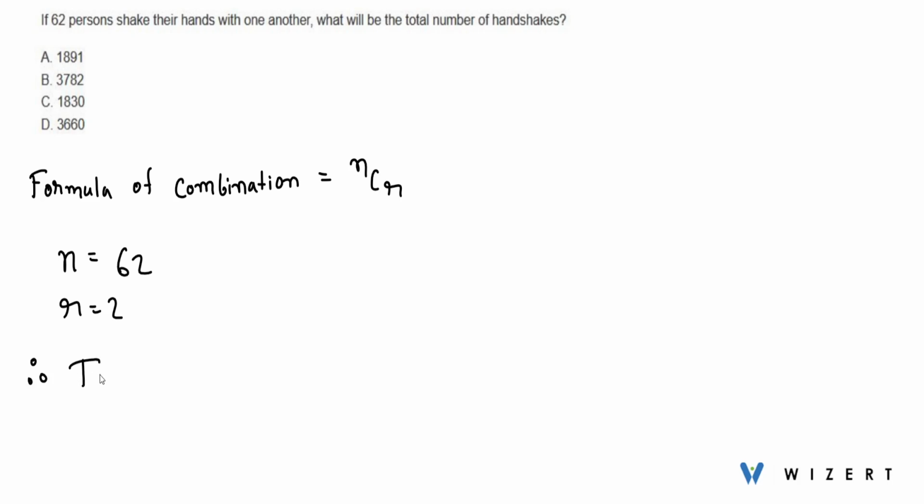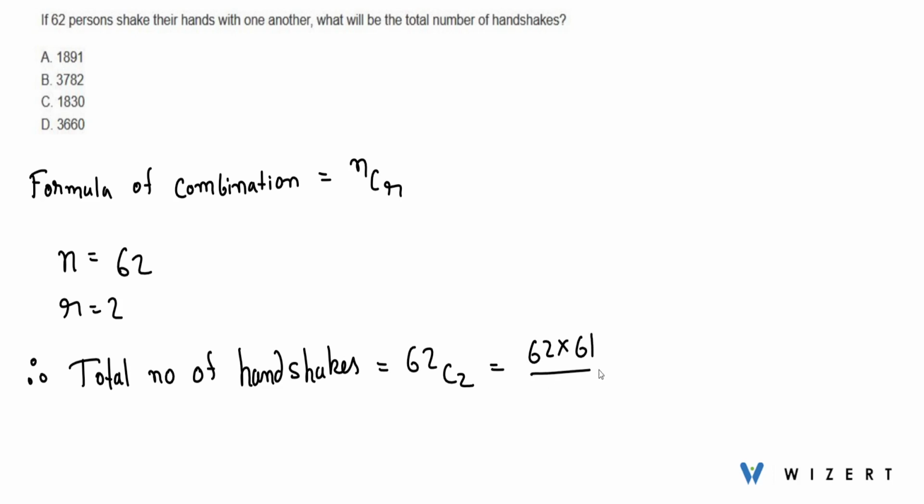Therefore, total number of handshakes will be equal to 62C2, which can be written as 62 multiplied by 61 upon 2. Now I have written it in a simpler form. The actual formula of nCr is n factorial upon r factorial multiplied by (n minus r) factorial. So if you write it in this form, then upon further simplification we will get 62 multiplied by 61 upon 2. This upon further simplification will give us 1891.